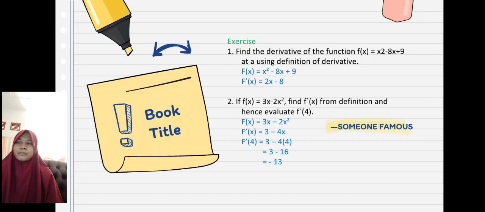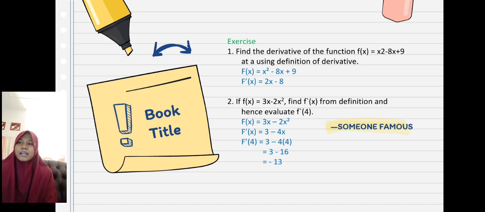Exercise. Find the derivative of the function f(x) equals x squared minus 8x plus 9 at A using the definition of derivative. f(x) equals x squared minus 8x plus 9. f'(x) equals 2x minus 8.